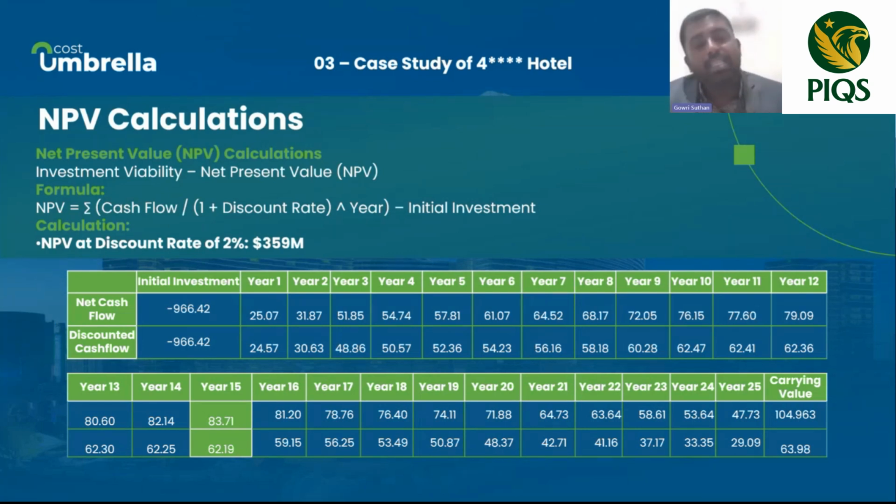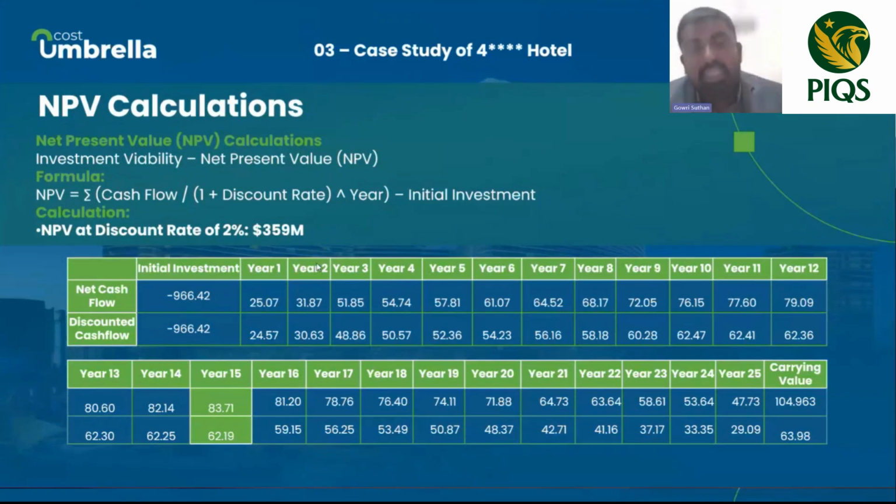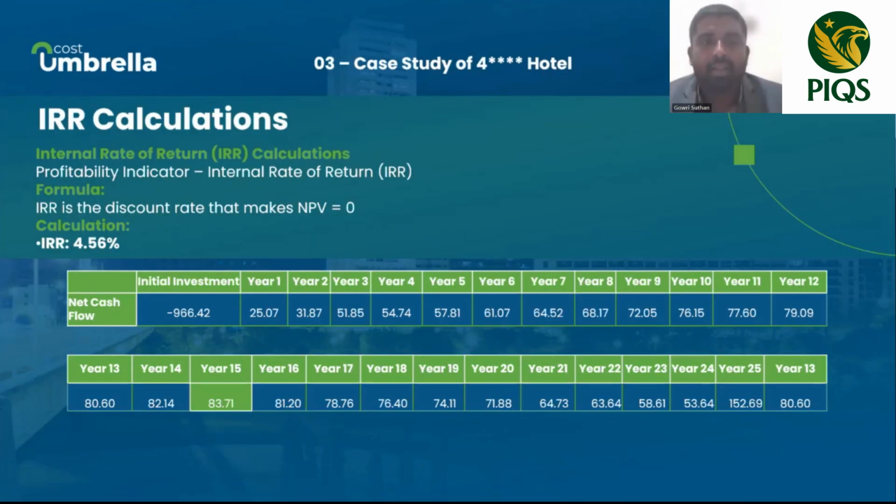The last topic is the internal rate of return. Again, I'm not going for an explanation of numbers. The IRR is 4.56. It is simple. For example, in Excel, you put the cash inflow like this. If you say equal IRR and drag it, it will give you the IRR, right? If we did like that, the IRR is 4.6.